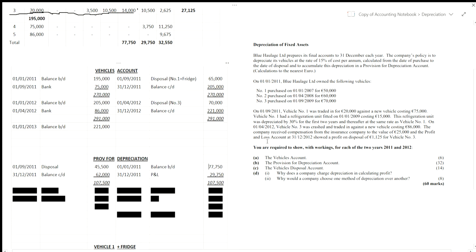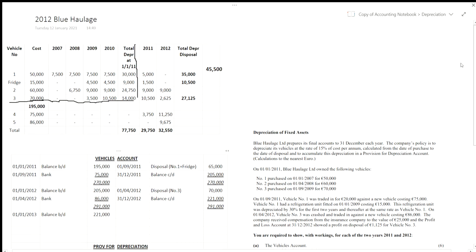So 2011, what happened? I got rid of vehicle number 1 and I got rid of the fridge as well. So vehicle number 1 and the fridge, I got rid of those. So up here, when we got rid of it, we took out the cost. Here we take out the depreciation. So this is my first figure, that's my balance at the start of the year. Now I need to get rid of the depreciation up here for vehicle number 1 and the fridge.